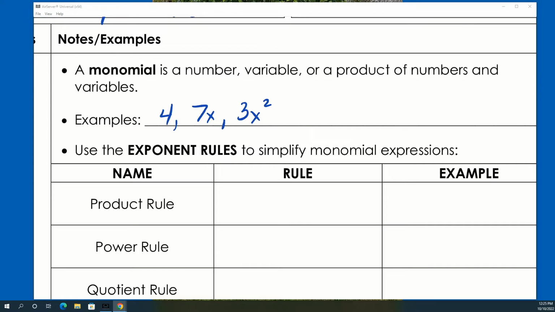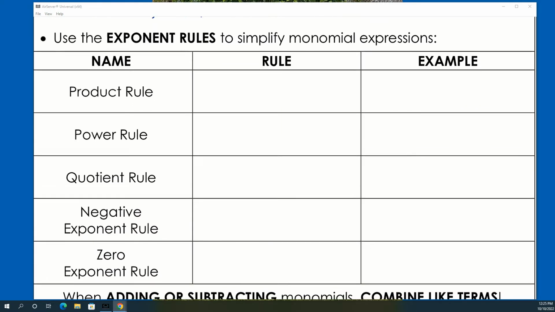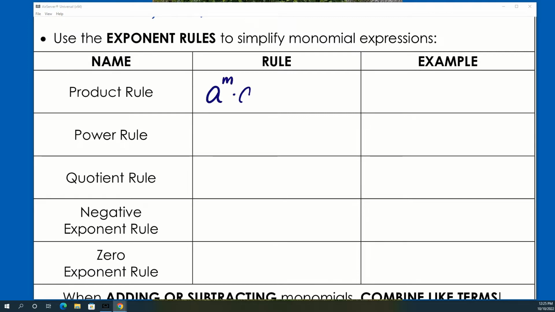Okay, and so let's write down some exponent rules. So for the product rule, if we have a to the m times a to the n, so you're multiplying and you have the same base, what do you do with the exponents? Do you guys remember? Do you add them, subtract them, multiply them, divide them? What do you think? You add them. So it's going to be a to the m plus n.